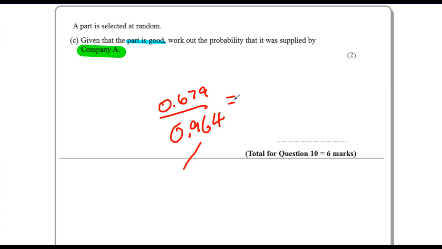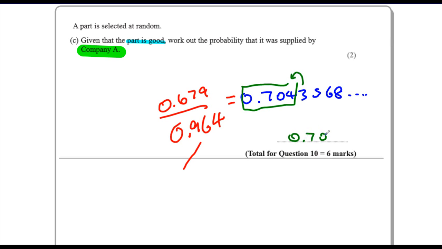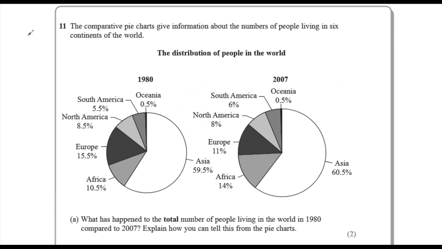On our calculator, 0.679 divided by 0.964 is going to give you the answer of, it's a long decimal, 0.7043568. It still keeps going. We're just going to give it to 3 decimal places. The 3 doesn't change the rounding, so 0.704 for your answer.